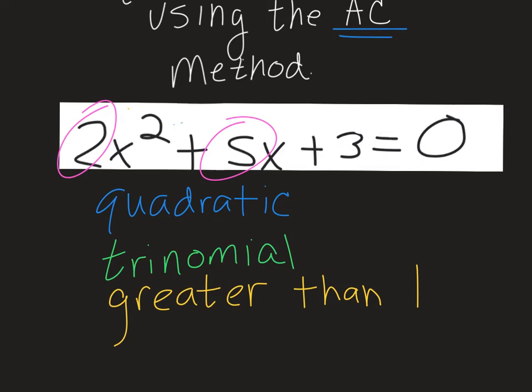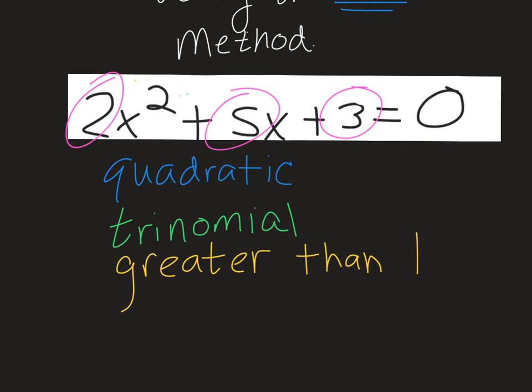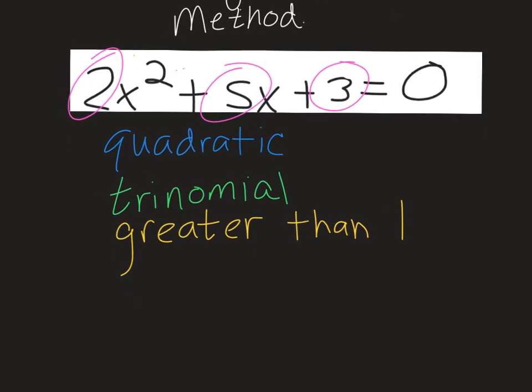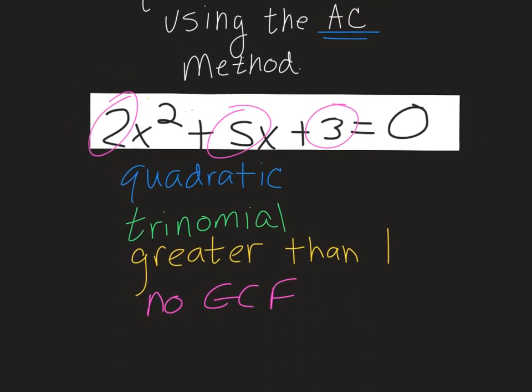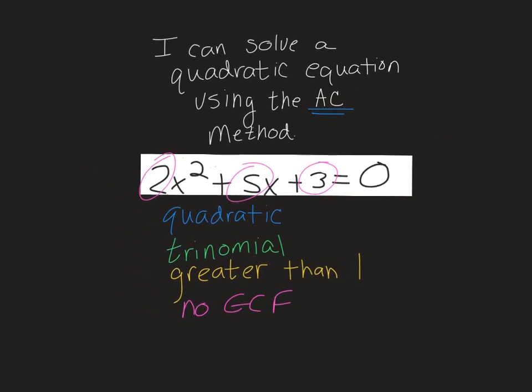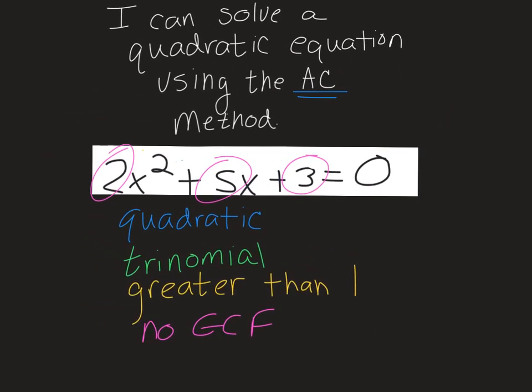But you're going to notice this time there isn't anything that I can divide out of all 3 of those coefficients. So A is greater than 1, and there's no GCF. So I can't just factor out the greatest common factor and then factor it from there. So I'm going to have to use the AC method.